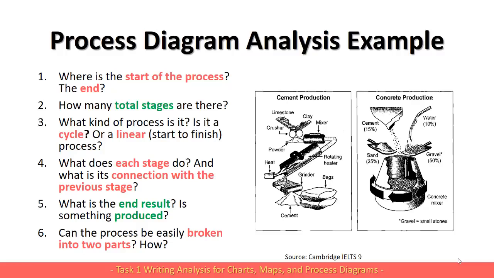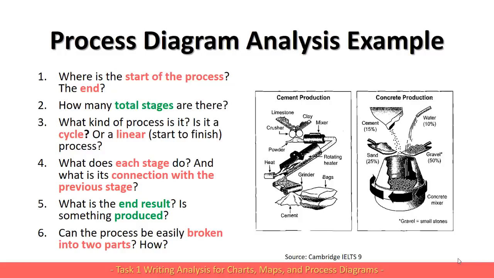Number 3, what kind of process is it? Is it a cycle or a linear process? Well, I think both of these are linear processes. We have the cement production, and then we have the concrete production. And we don't finish with the original things again. We finish with a different product. So it's a linear start to finish process.